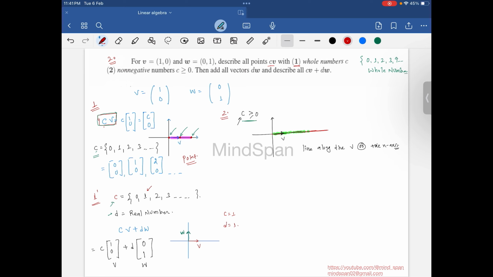So with this, what we will be getting is 1 0 plus 0 1. So the point we will be getting is 1 1, right? So we will have this point 1 1 somewhere here.